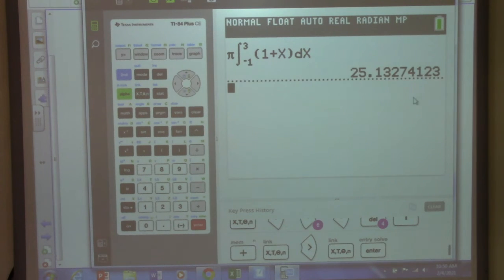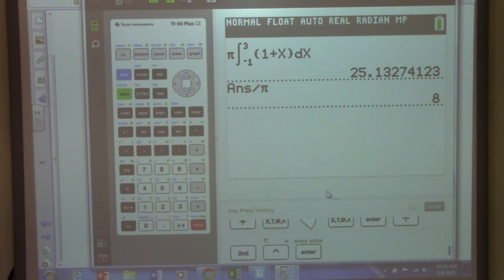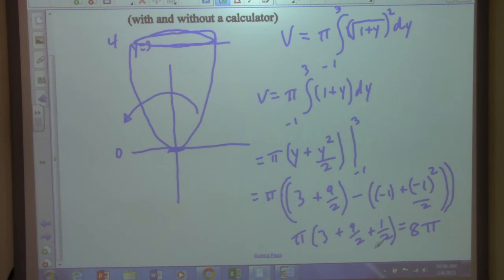So does that seem like that's going to be 8 pi there? Try dividing it by pi. You get 8. Okay, divide by pi. Yeah, I think it's probably good. Looks good to me. So that's right. Okay, so that's really all there is to it.